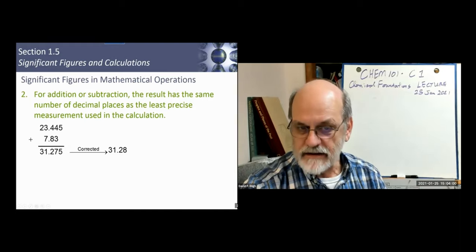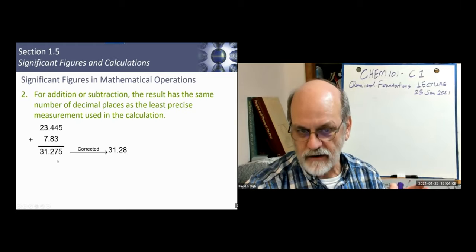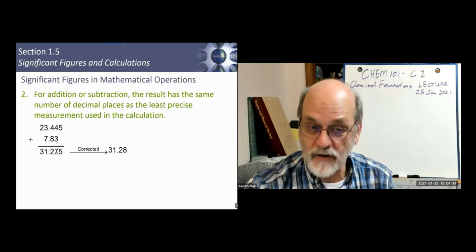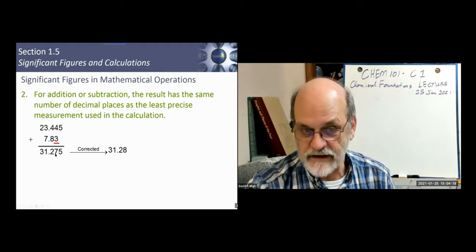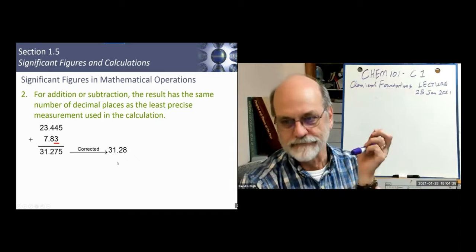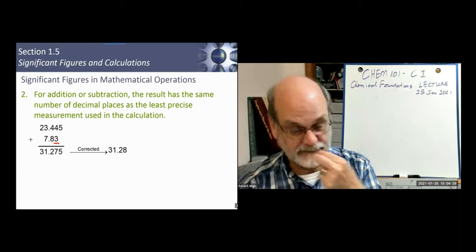But we're limited to the number of decimal places in the least accurate number above. So we have to stop right here. Right? That means we've got to round to this digit. 5 or above, we round it up to 8. That's why our answer is 31.28. Okay? And as always, you guys stop me if you need to ask a question.